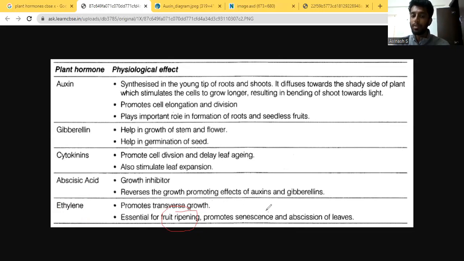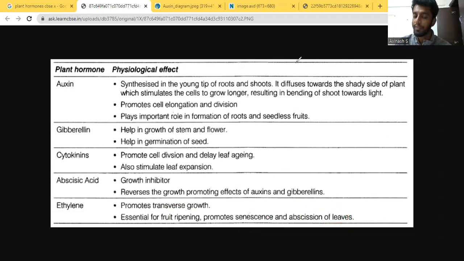And also they promote senescence and abscission of leaves. What is meant by senescence and abscission is for the leaves to fall off from the tree. Sometimes there are a lot of dry leaves which have to fall off from the tree because they are dead. And that is called senescence. Senescence is like the death of the plant, and abscission of leaves is like removing the leaf from the plant so that it no longer affects the other leaves.